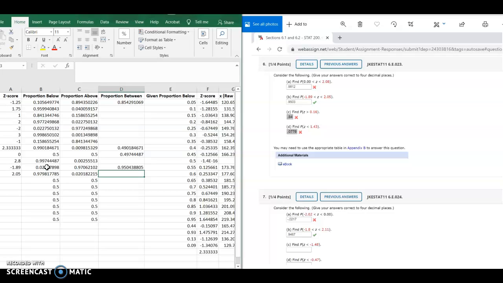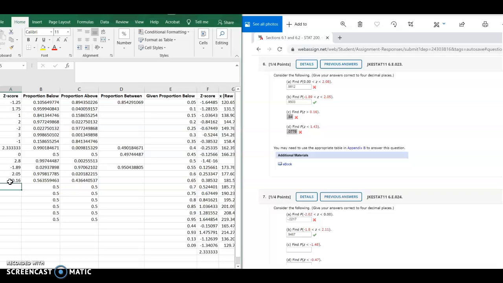Okay? Now for part C, we're looking for the probability that z would be greater than 0.16. So I'm going to enter 0.16 in for my z-score. This time I want greater than, so that's the proportion above. So it's the 0.4364.